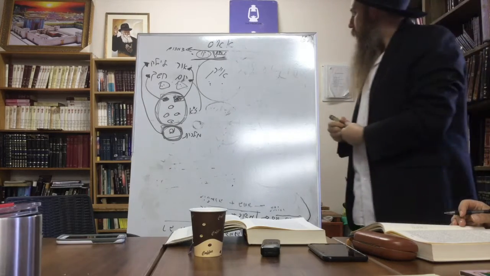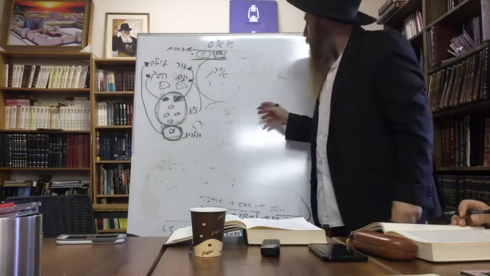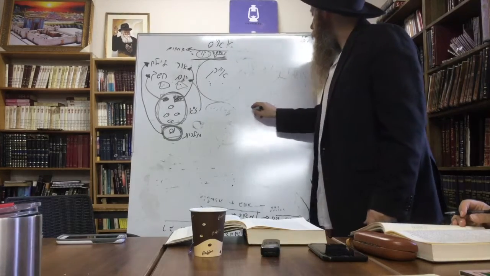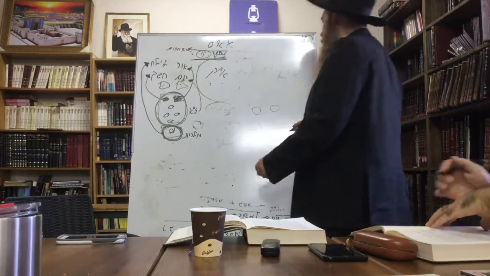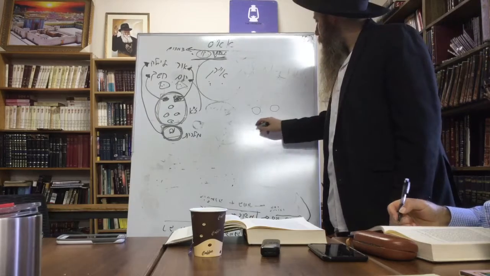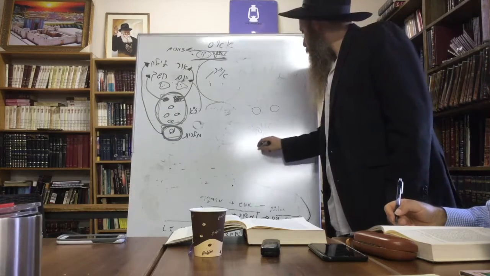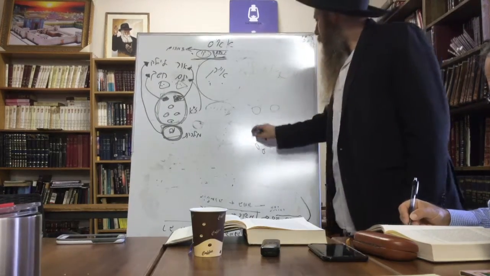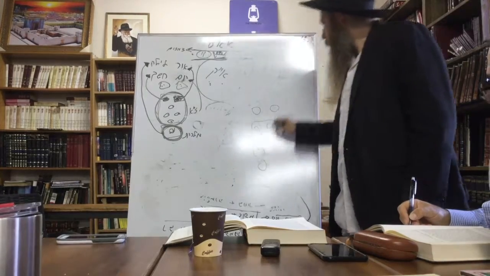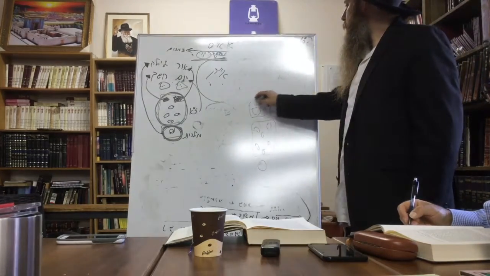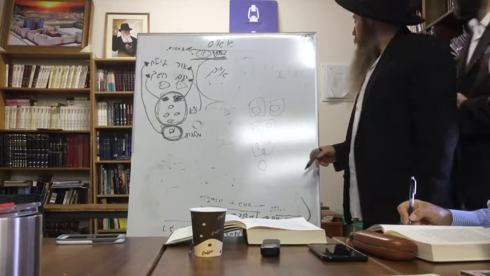All right, so just in general, we have here Chochma, Bina, and then you have Zeir and Malchus, right? The 4 quadrants there.